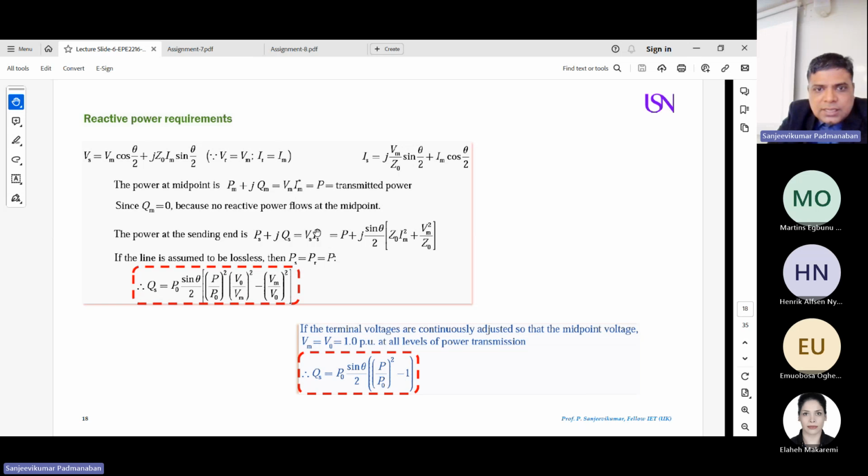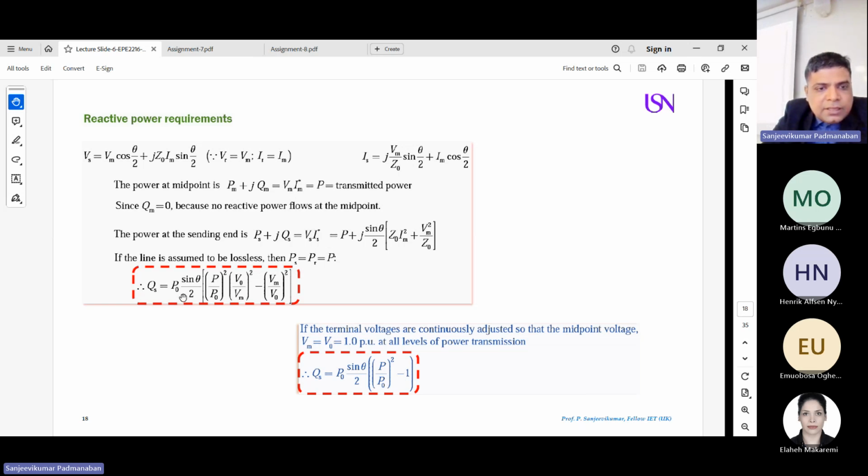If we extend this Is in terms of real power P plus j, Is is going to be this term, sine theta by 2 into Z0 into Im square plus Vm square by Z0. So this is the term for your Is, the reactive part of the current. So you have active power and this is your reactive power Q. Then how to calculate Qs, which is the sending end reactive power.